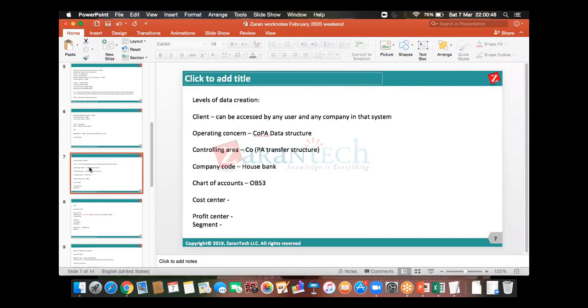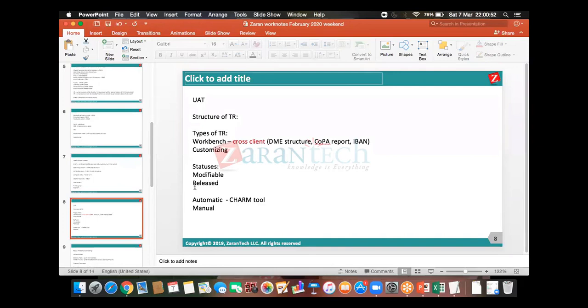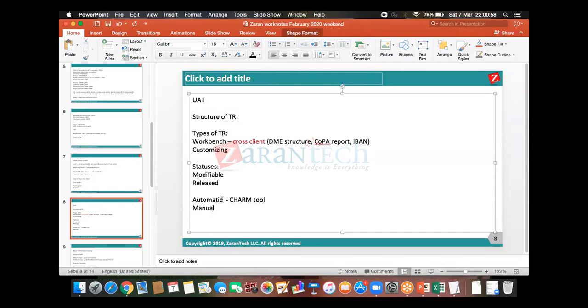Okay. Under TR, what all did I cover? Did I cover all the structure, types, statuses? These are covered, I think. Yeah, these are covered, Lavanya. Covered, right? How about the transport? Yeah, you did, of the subtask, subchild TR. Yeah, you covered it. I covered it, right? Okay, fine. That's it about the TR.